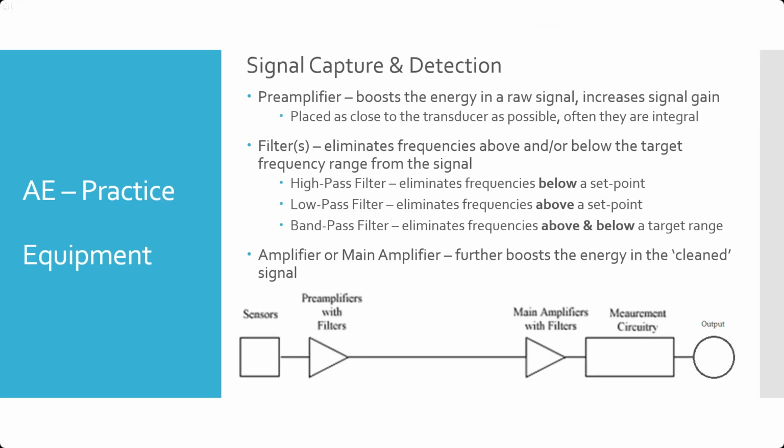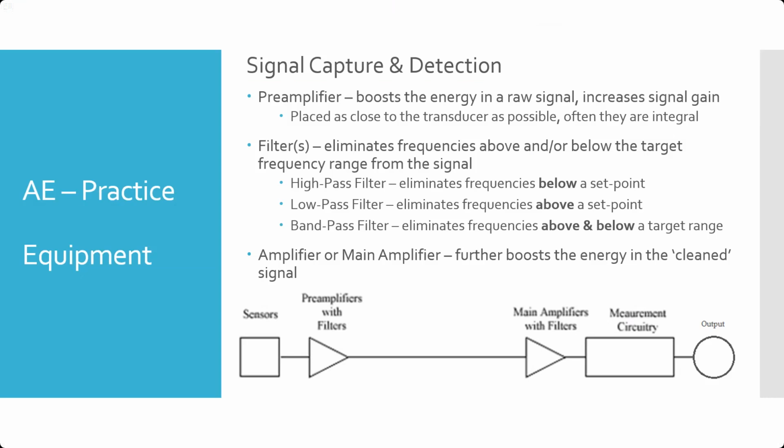And so oftentimes they may have filters included with them as well. So then they're boosting just the signal we're interested in and filtering out any extraneous noise. But then they're still going to be limited in how much they can boost the signal. And so often in the analysis equipment and measurement equipment, there's probably another amplifier, which may have additional filters in it, that boosts the signal to a point where it's usable.